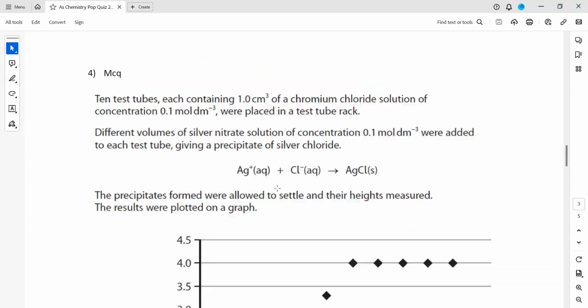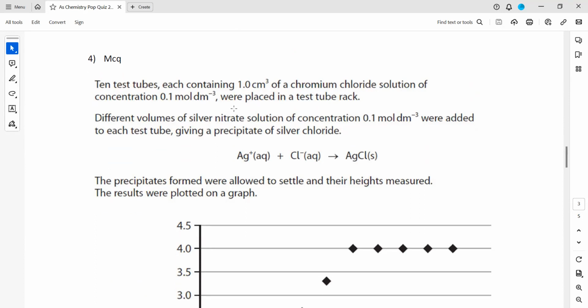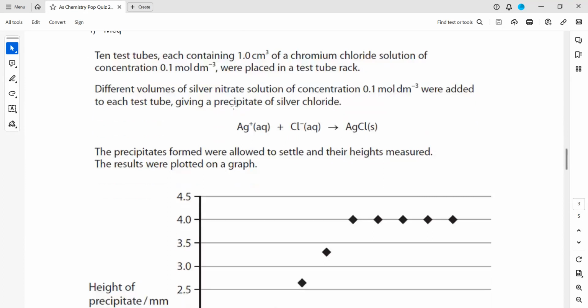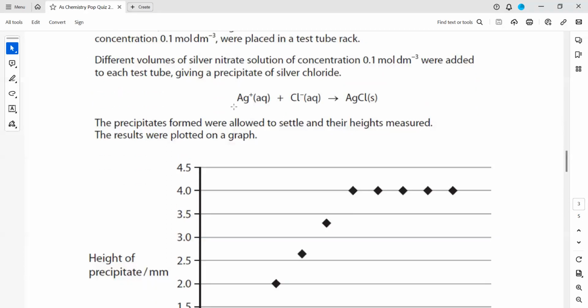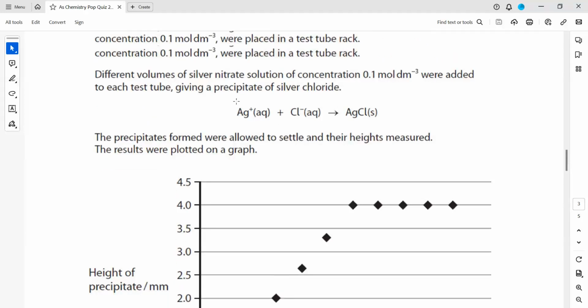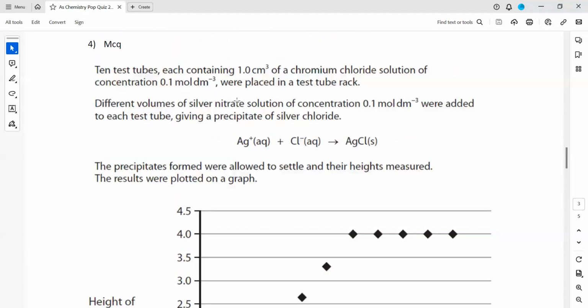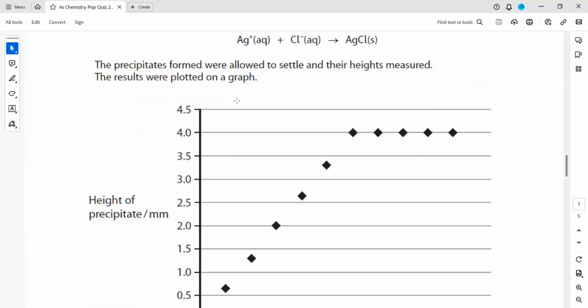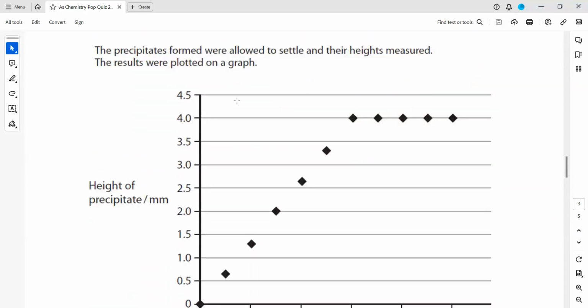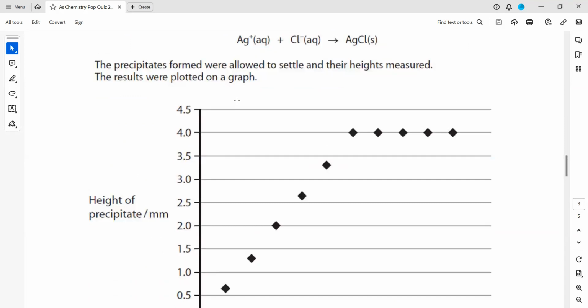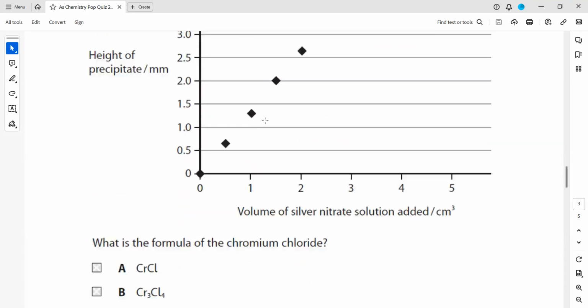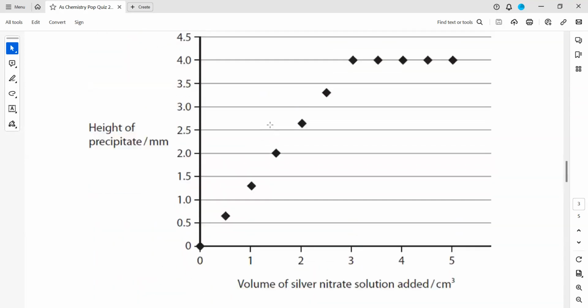In question 4, 10 test tubes each contain 1 cm cube of a chromium chloride solution of concentration 0.1 moles per dm cube, and different volumes of silver nitrate are added. So silver nitrate plus the chloride ion from chromium chloride gives silver chloride. The precipitates were formed and allowed to settle, and their heights were measured in the results. What is the formula of the chromium chloride?